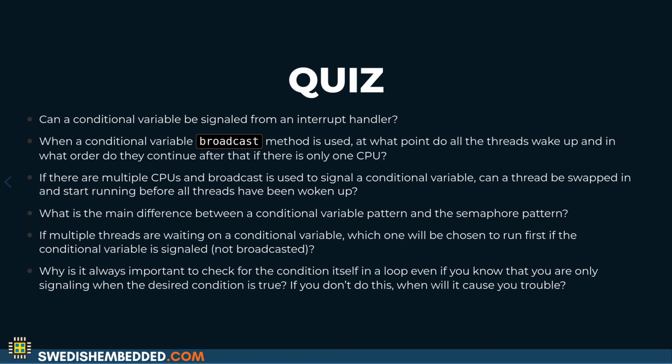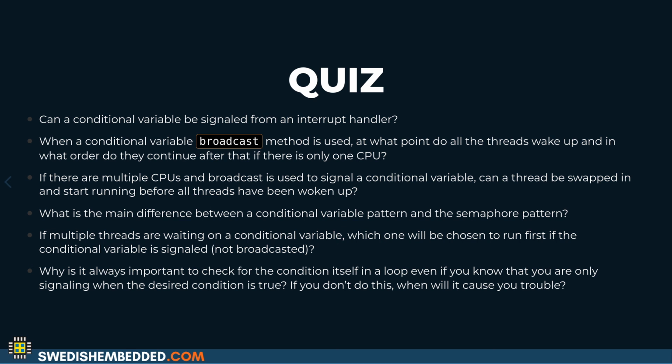If there are multiple CPUs and broadcast is used to signal a conditional variable, can a thread be swapped in and start running before all of the threads have been woken up? What is the main difference between conditional variable pattern and the semaphore pattern? One of the things that is actually different is that the conditional variable wait function is always going to wait. It's not a cheap operation in some cases, like with a semaphore. It's always actually going to swap out your thread and put it on the queue. So there's always a context switch involved.